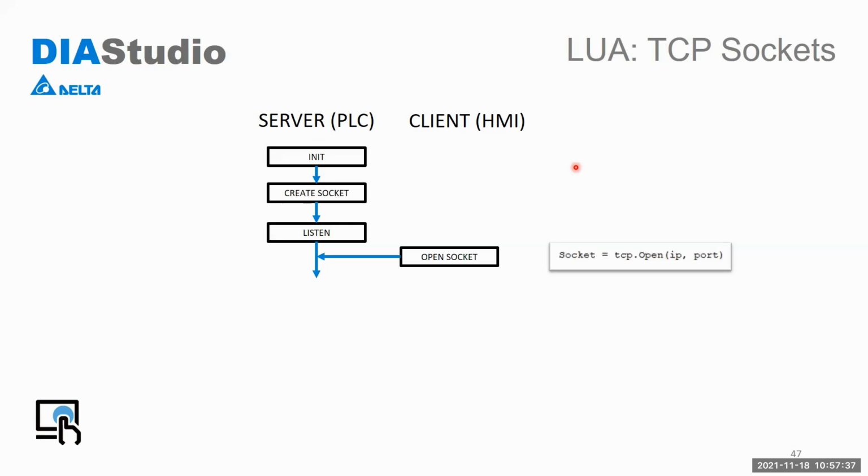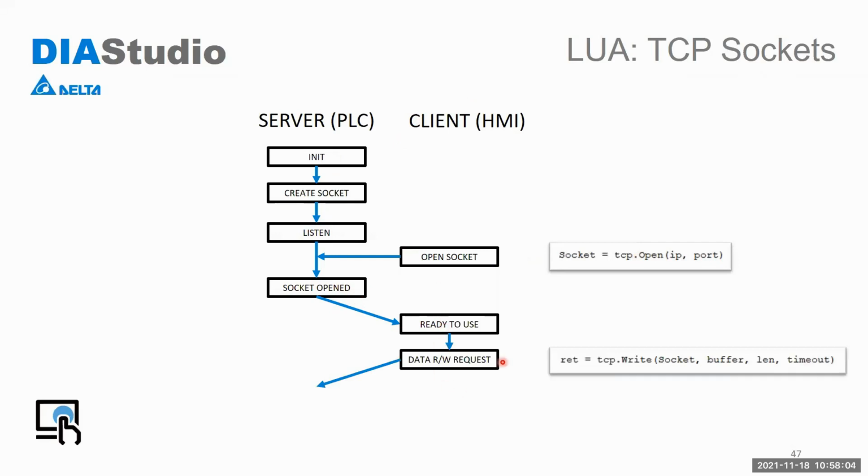At the moment the PLC is already in this stage. From the HMI, from the client side, we can open a socket. We need to indicate the IP address of the PLC and the port it is using for this. And once the socket is open, communication is enabled. HMI can start to read or write on this TCP socket. In this case, we are going to use the write, not the read, and the function is called TCP.write. You need to indicate which socket you are going to use for writing.